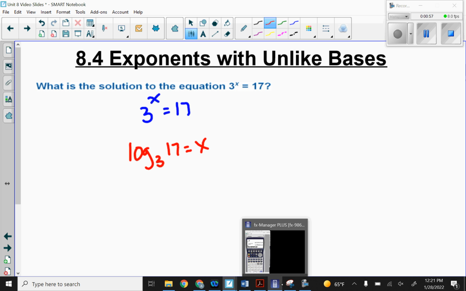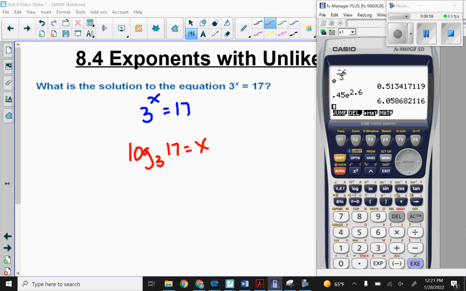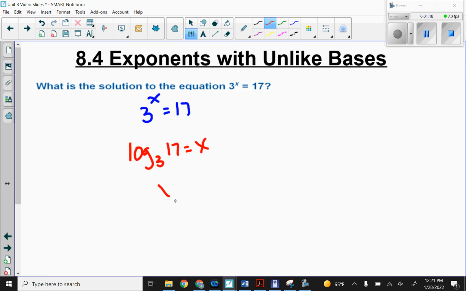Now, I'm going to plug that into my calculator. Remember, with our Casios, we actually have a button for that. So math, log, our base is 3, 17. So x is approximately 2.6. So there's our first example.